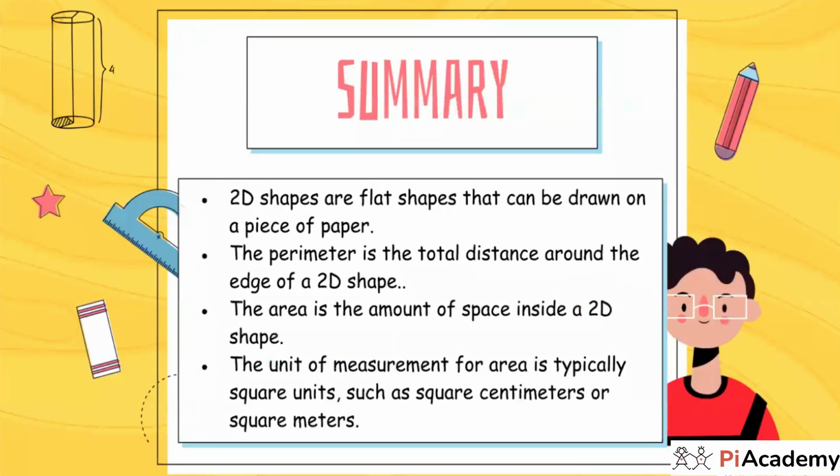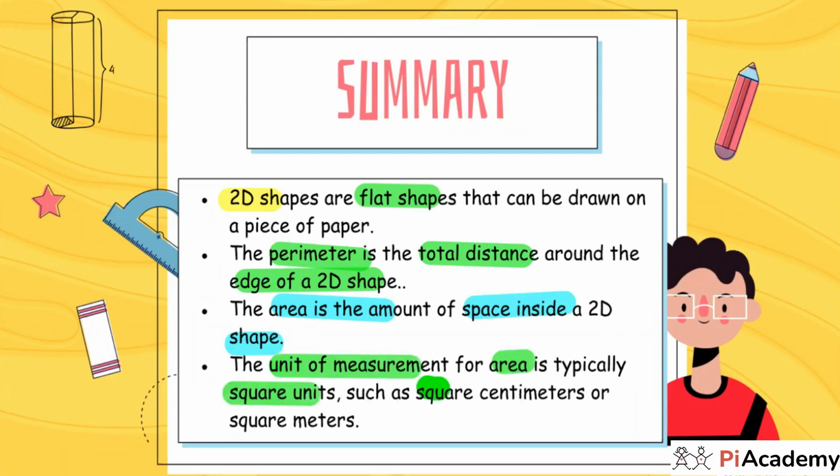Now, after exam techniques, let's have the summary. The summary is all about what we have covered. So we have covered 2D shapes, and as we know, 2D shapes are just flat shapes. Perimeter is the total distance around the edge of a 2D shape. And area is the amount of space inside a 2D shape. Okay, so this is all about 2D shapes, perimeter, and area. And now let's talk about the units of measurement: area is typically in square units, okay, such as square centimeters and square meters.